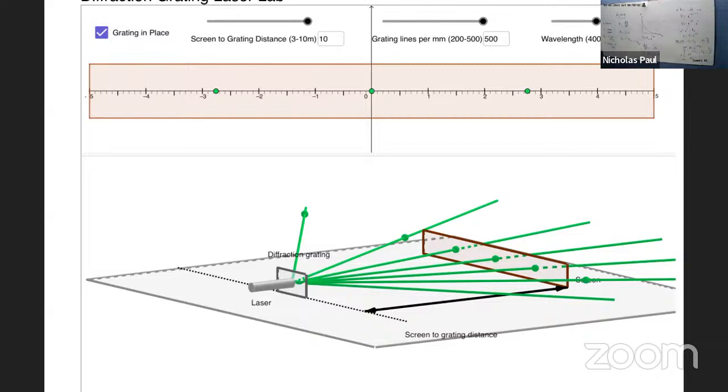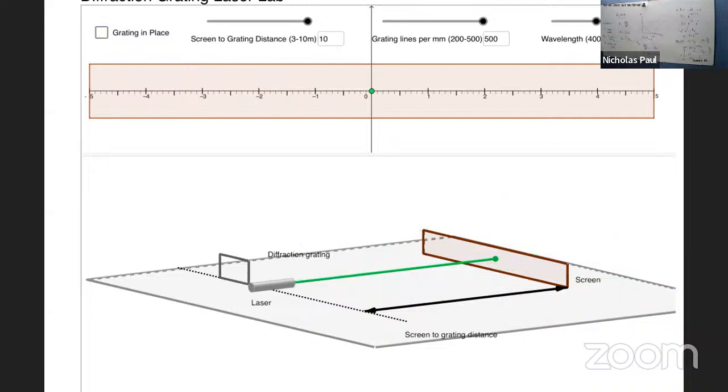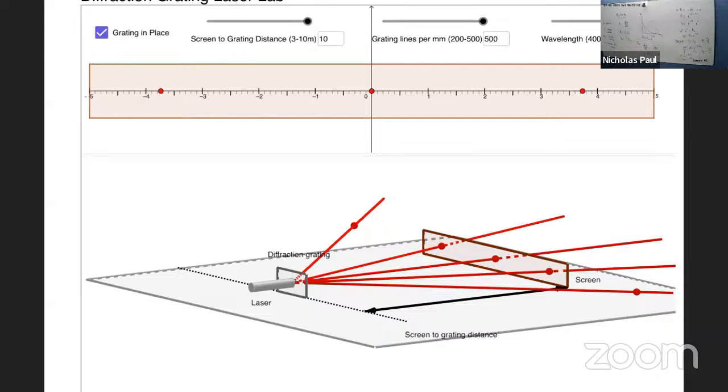Right, so let's take a look at what will happen. I am going to change it now to a different wavelength. Right, it went to yellow there. Okay, I'll take it all the way up to red. Put it in place, pattern.